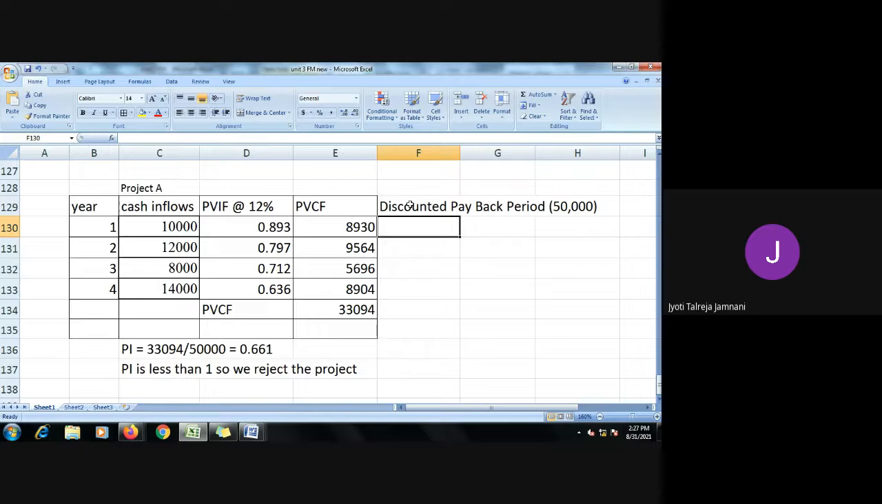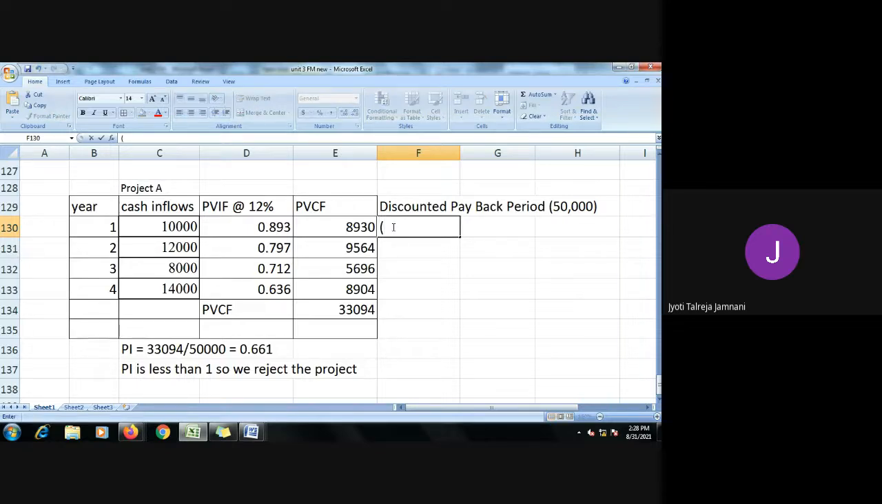And why do they call it discounted? Because we use present value of cash flows to find it, not the actual cash flows. So when you're finding the present value, it means you're discounting the cash flows. So from now, all of you listen to me carefully. It's very, very important to understand it at this stage itself. First, 50,000 rupees we have invested. From first year, we can get 8,930. I'll show it here in detail.